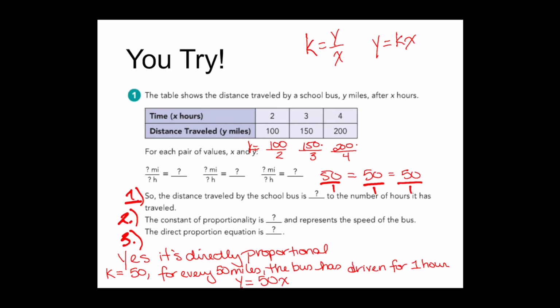Because it's directly proportional, we know that the k value, which is right here, the one that's the same across the board, is 50. And that tells me for every 50 miles the bus has been on the road, it's been on the road for 1 hour. And because I figured out that k, the constant, is 50, my equation is y equals 50 times x.